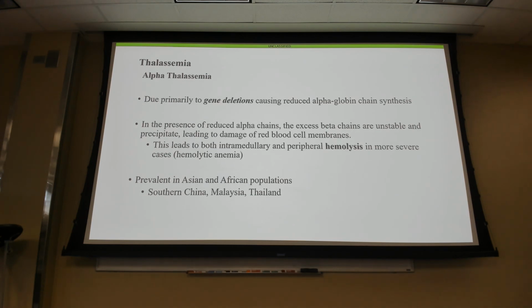All right, so alpha, gene deletion. There's a gene deletion, right, an inherited problem, so this one's a gene deletion, messes up your alpha globin chain, boom, and now I got thalassemia, I got alpha thalassemia. In the presence of reduced alpha chains, excess beta, got it, problem with the cell, you get hemolysis, right? Prevalent in certain populations.